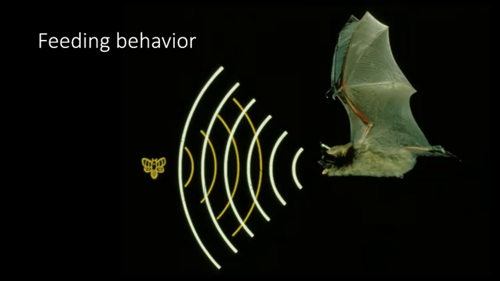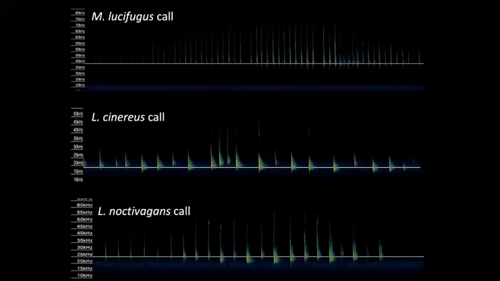So for me, I live in Canada, and three of the species that are most common where I live are the little brown bat, the hoary bat, and the silver-haired bat. So the little brown bat is the call that's on top. This hoary bat is the call in the middle. Silver-haired bat is the call at the bottom.